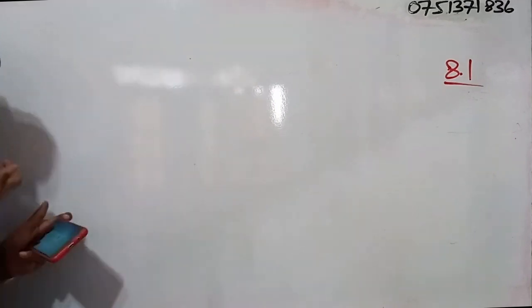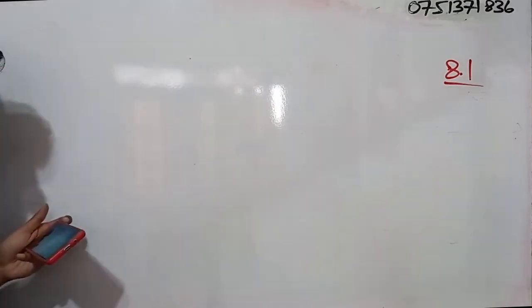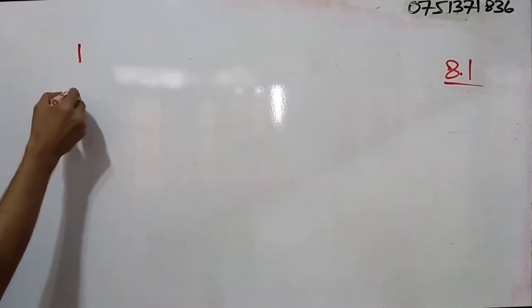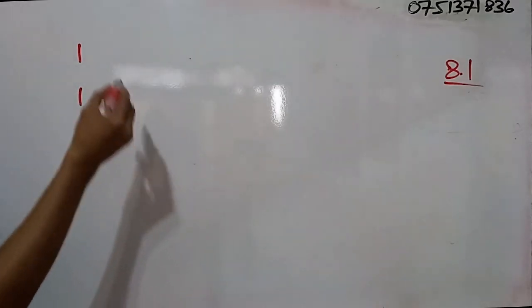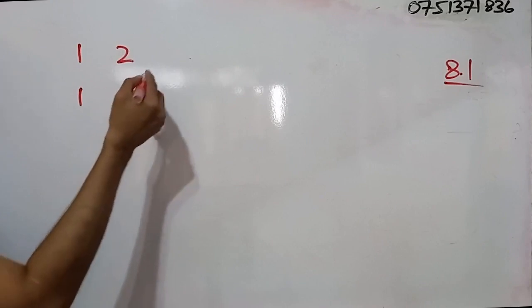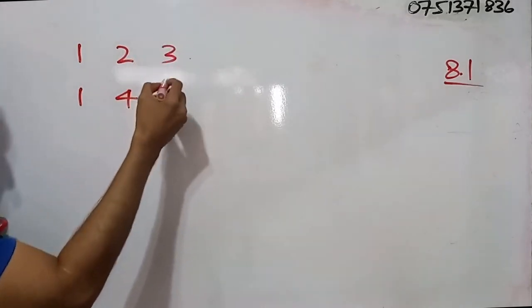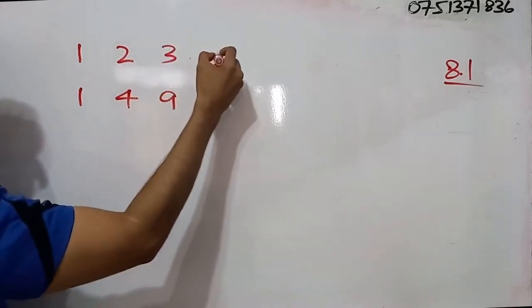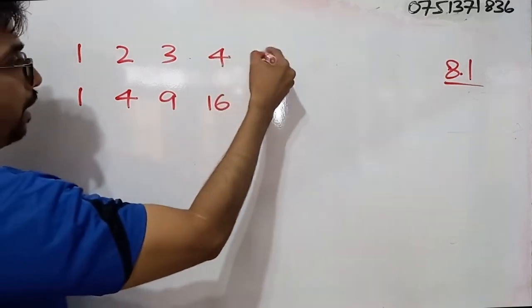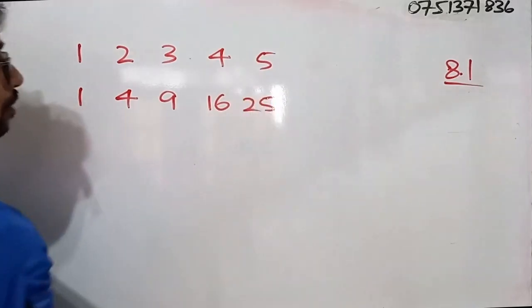The top row is the number. Then the second row, the heading is square of the number. So if we take 1, square is what? 1 times 1 is 1. If we take 2, the square is 2 times 2, that is 4. If we take 3, square is 9. If we take 4, square is 16. If we take 5, the square is 25.